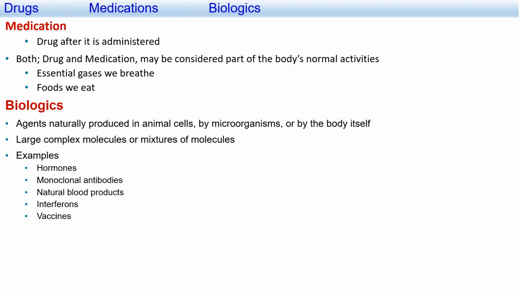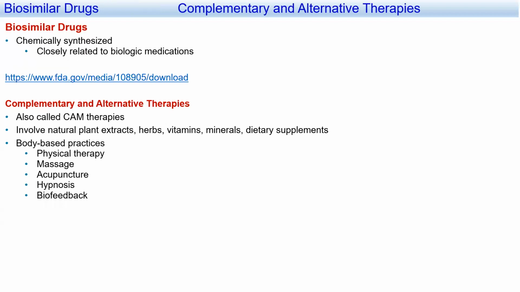Biologics, examples would be hormones, monoclonal antibodies, interferons, like when the medication is given for viral infections, natural blood products, that's a patient's plasma or packed red blood cells, or whole blood, a blood product given to the patient with, for example, status post hemorrhage and severe bleeding. Vaccines to prevent disease. Biosimilar drugs are chemically synthesized and closely related to biologic medications.